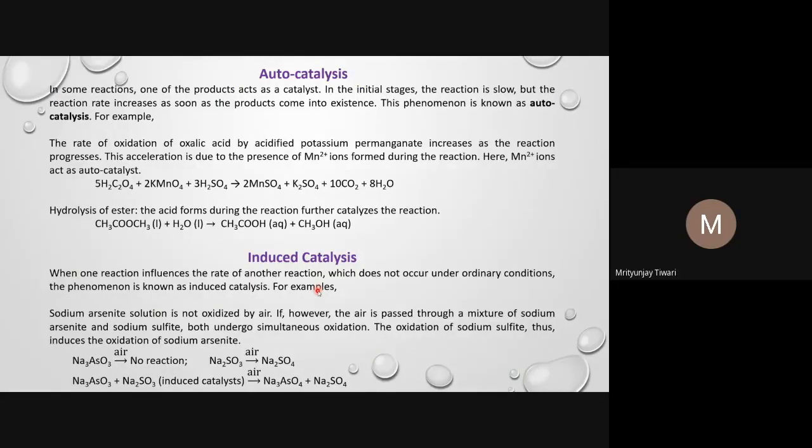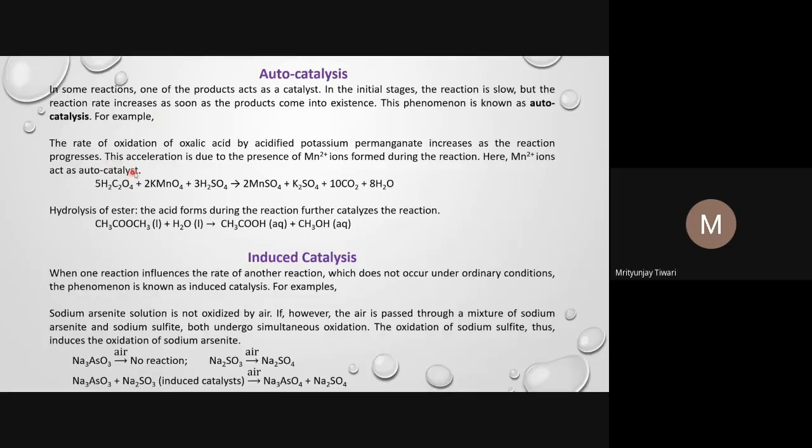Some other terms are also there. So autocatalysis that we talk about. In some reactions, it has been seen that one of the products acts as a catalyst. There are only a few examples like that. So in the initial stages, the reaction is slow. And why is the reaction slow? Because initially we have not added any catalyst, but later on, as the products form, one of the products acts as a catalyst, and the rate of the reaction gets enhanced as more product forms. And so this phenomenon is called autocatalysis.